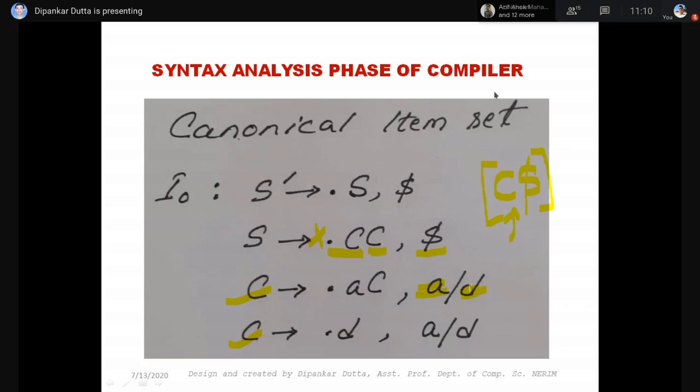Both the first symbols as a look ahead for capital C implies dot AC, and because we compute these two sets from the closure of dot C, whatever the output for this look ahead, you have to add for these two productions. A oblique D, A oblique D.